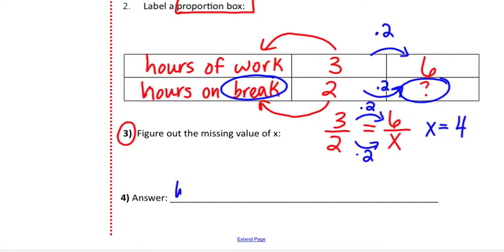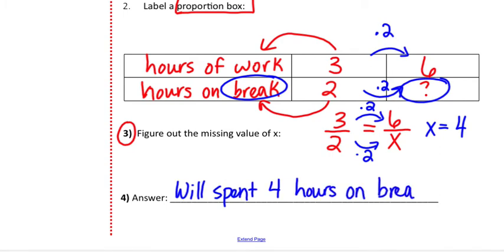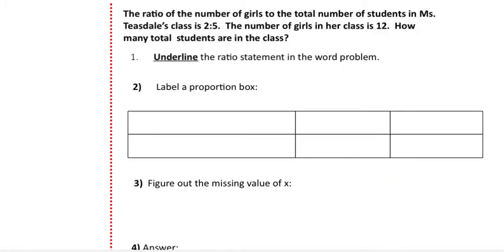So let's use a complete sentence and say, Will spent 4 hours on break. Period. But you have to write a complete sentence. Do not just write 4. And you also want to make sure you're going back and answering what they've asked you to answer. Okay? So now we're going to go to the next one.